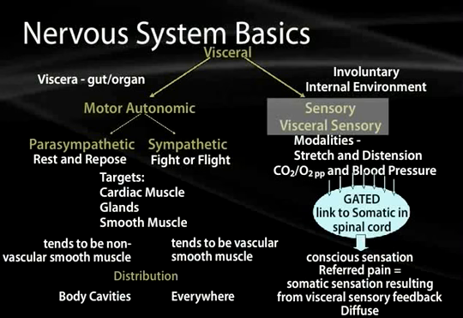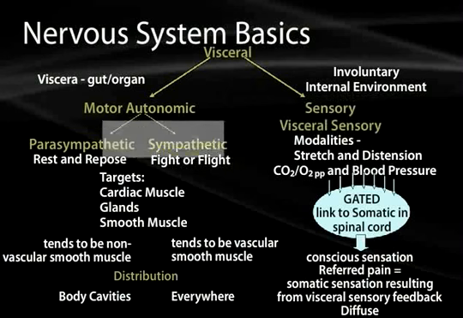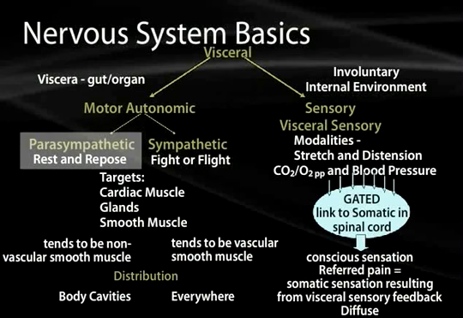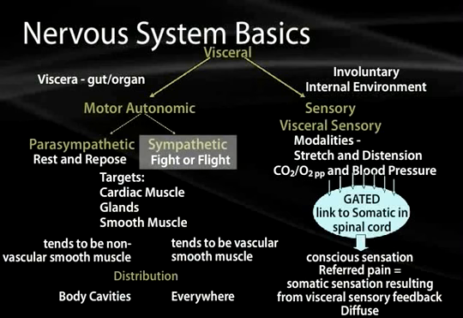Well, if it's a motor system, we can now divide it down into what we know as the parasympathetic and sympathetic system. Parasympathetics are resting and repose, and sympathetics are fight and flight. The fight and flight system revs you up. The parasympathetic system pulls you down. So it decreases heart rate, decreases respiratory rate, whereas sympathetics do the opposite of that. So they are, as systems, antagonistic.